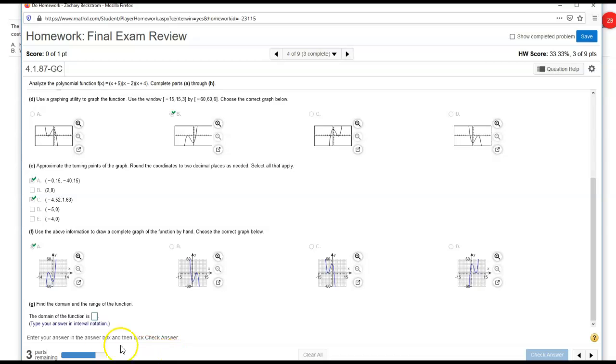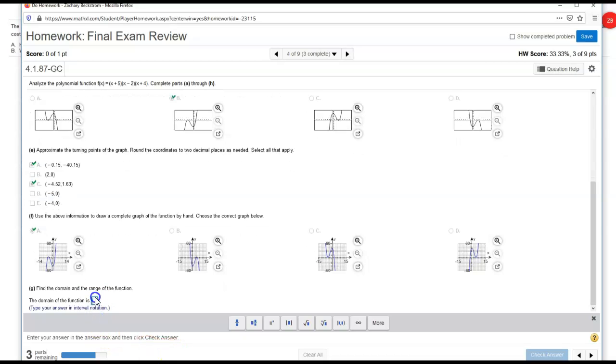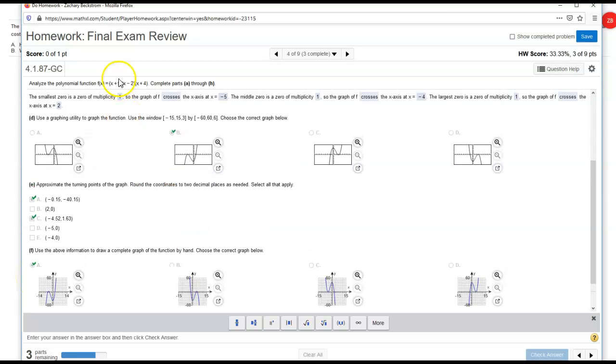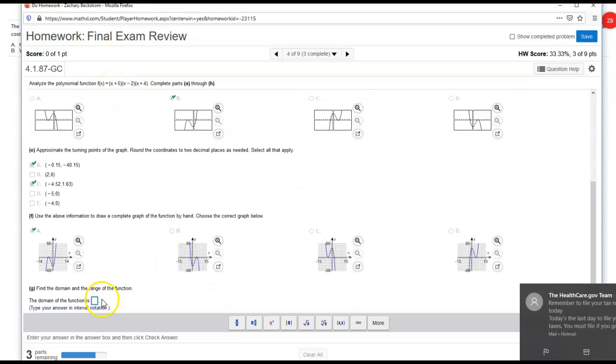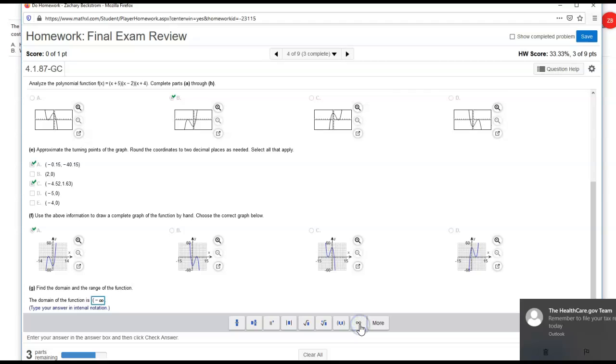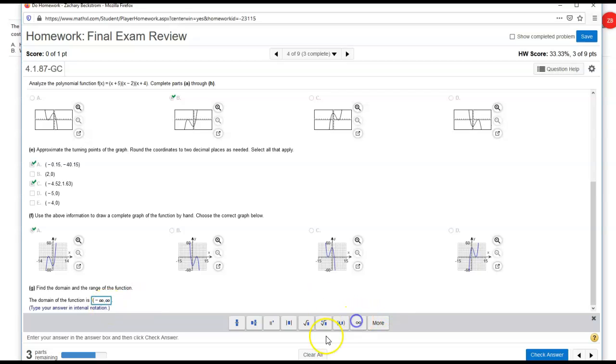G, find the domain and the range. Well, the domain is all the x values, so it looks like we can put anything we want into this function. There's no restrictions on our x values. There's no variables in a denominator, no variables under a radical, and no logarithmic functions with a variable. So this should be just negative infinity to positive infinity.